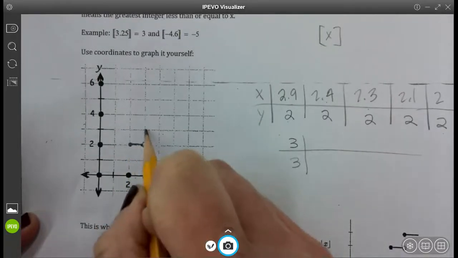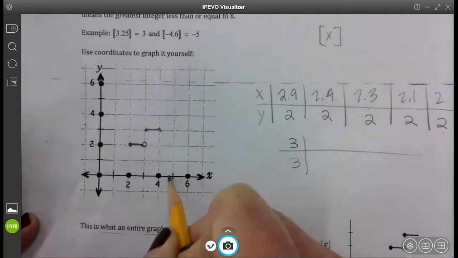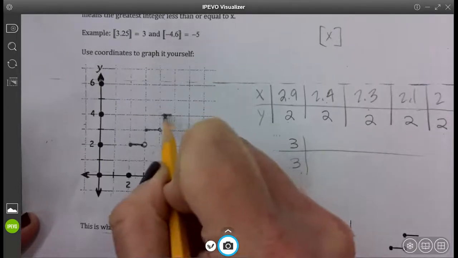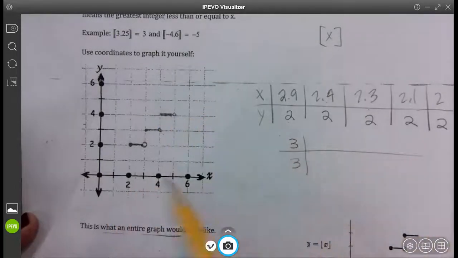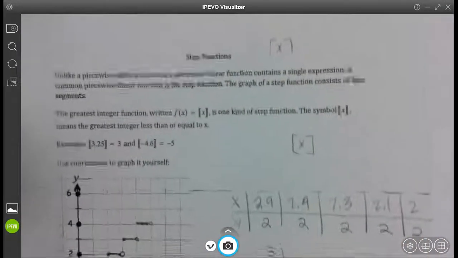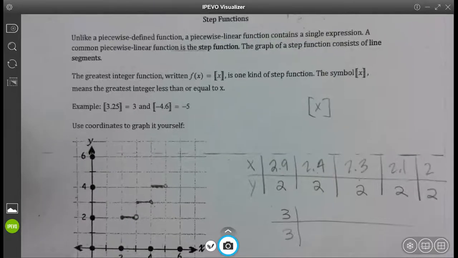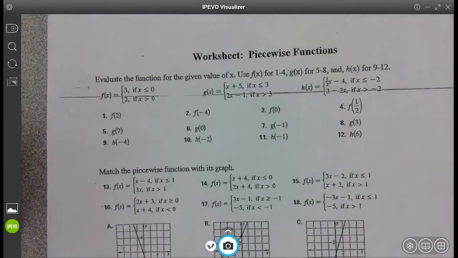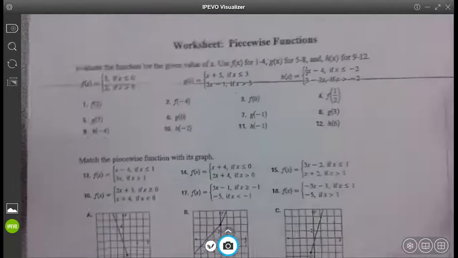If it's 3.1, I get 3. Oh, so we're going to have the same thing again. If it's 4.2, I'm going to have 4. If it's 4.5, I'm going to have 4. This whole line's filled in again. And it starts to look like steps if you fill the whole thing in. Okay, so am I going to make you graph it? No, but I want you to be aware of what a step function is and what it looks like. If you want some practice in your notes, you can go to this worksheet. Okay, and this will be your homework assignment.